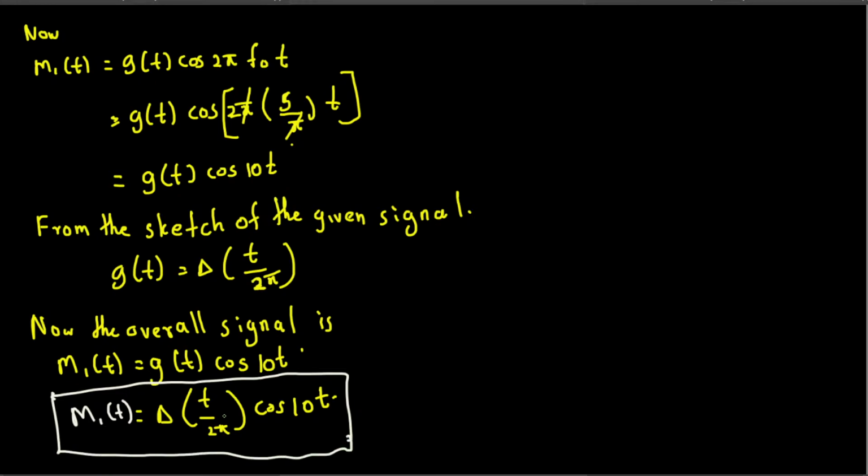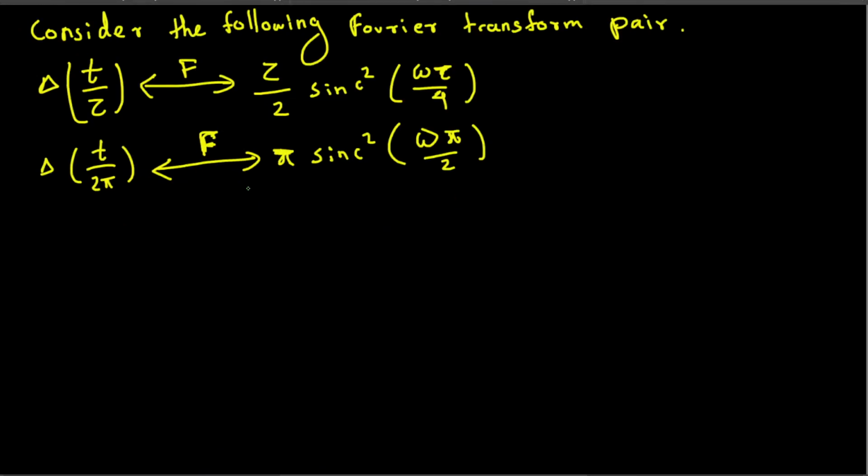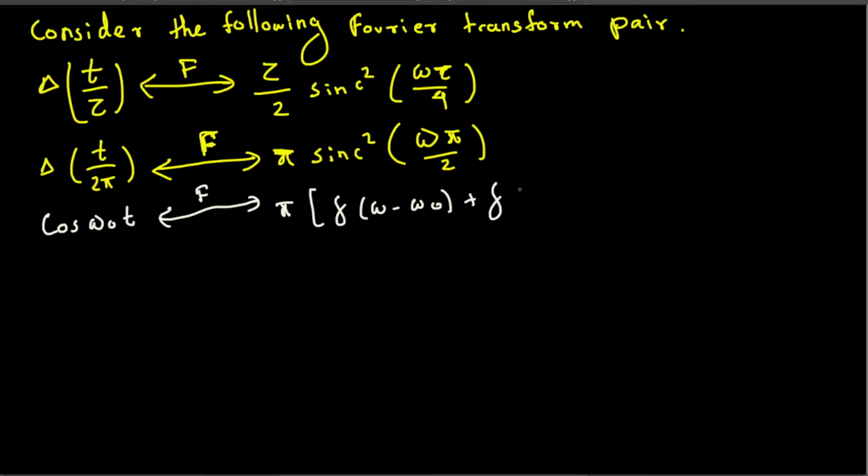Okay, we have taken care of this one, and then we have constant t left. Now we have to do the Fourier transform of that. One of the properties of the Fourier transform says that if you have cos omega naught t and you do the Fourier transform, that is equivalent to pi multiplied by delta of omega minus omega naught plus delta of omega plus omega naught.